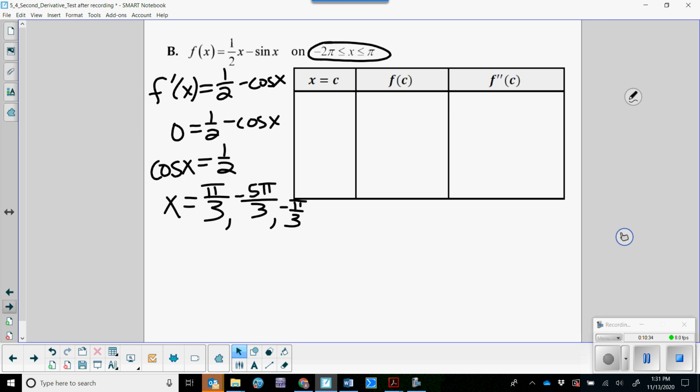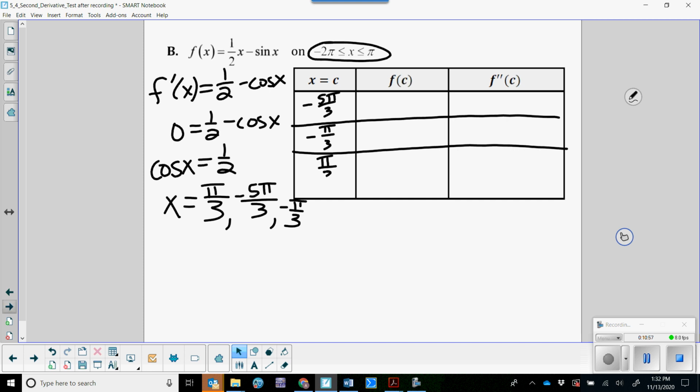Okay, now you may have to work on some trig stuff. Some of you are rusty for sure. You still aren't working on your unit circle or anything. So you got to think about all that. Okay, so the C's that we're going to check then, what we're going to do in this table is we're going to check x equals C. We're going to do negative 5 pi over 3, negative pi over 3, and pi over 3.